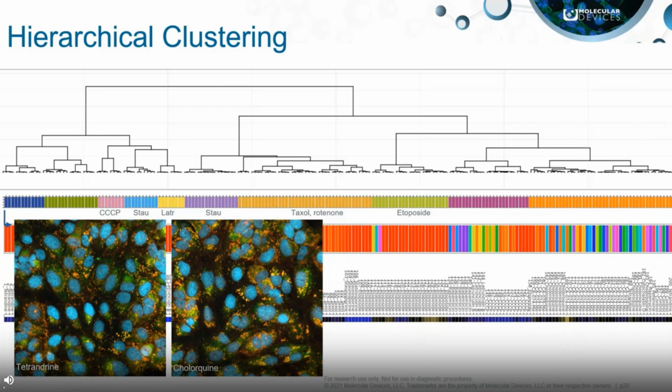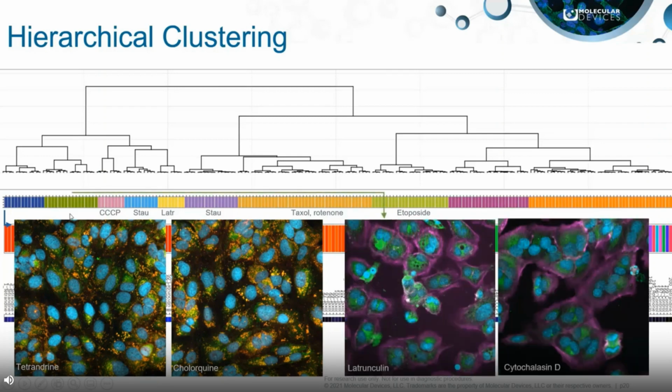Another example I want to show is this cluster that is next to the blue cluster. This green cluster is made up of latrunculin and cytochalasin D treated groups. Now, these two compounds are known inhibitors of actin polymerization. And so we can definitely see that there are similarities between these two images. Cytochalasin D and also latrunculin are known to inhibit cytokinesis. And so one of the hallmarks of such inhibition of cytokinesis is the presence of multinucleated cells. And you can see this represented in both of these images.